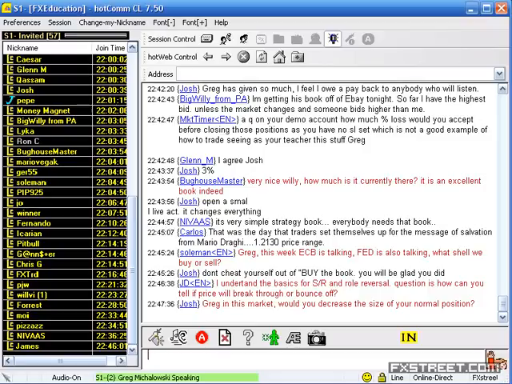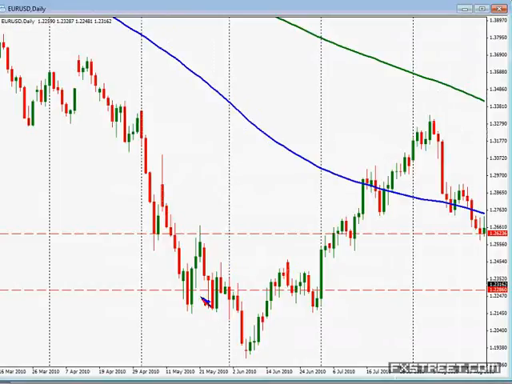Can we just look at the charts and go back to June 2010 and expect the euro to range similarly? You know what? Carlos is saying go back to June 2010. We don't know when this is going to happen, all right?